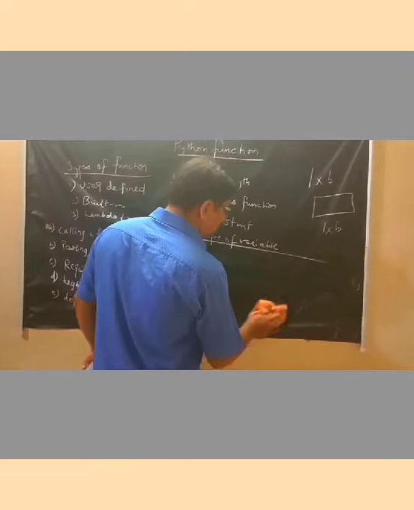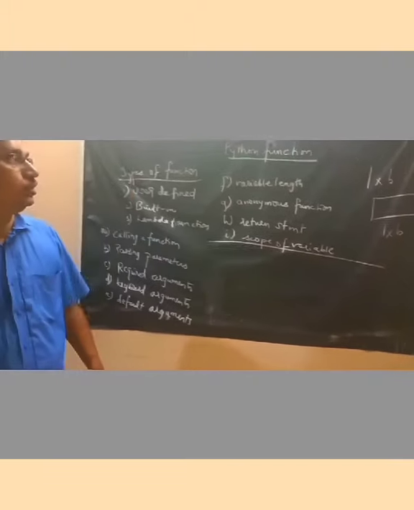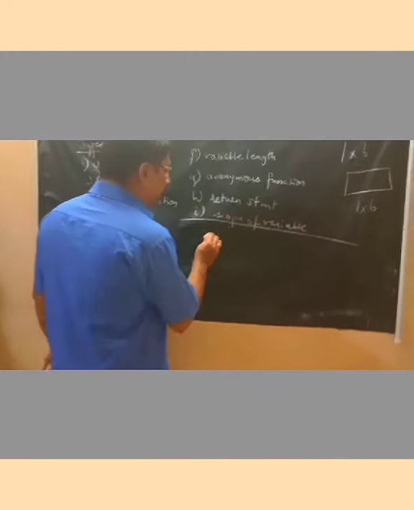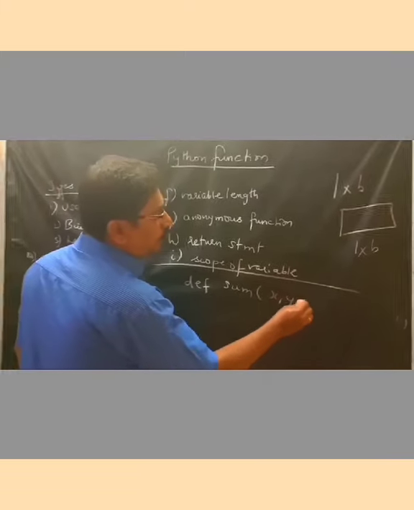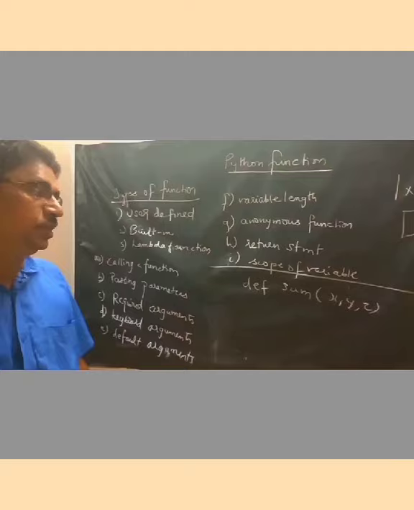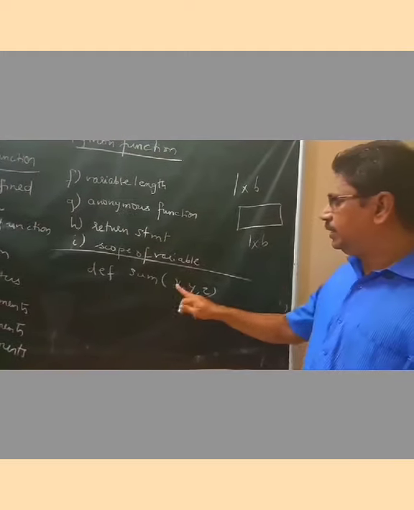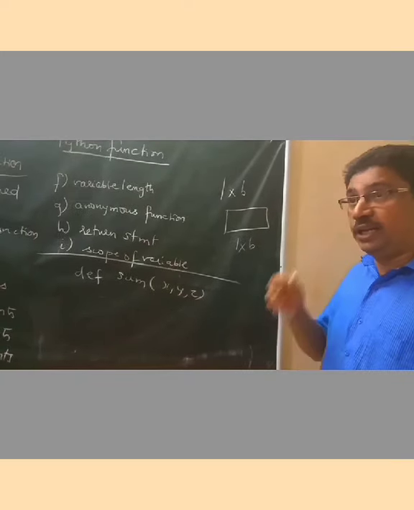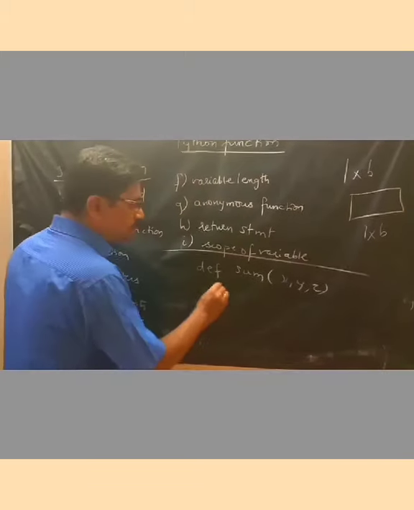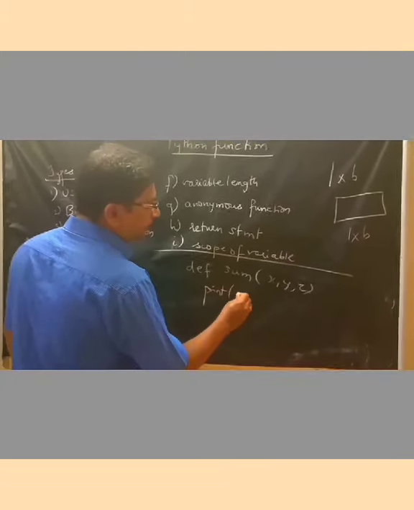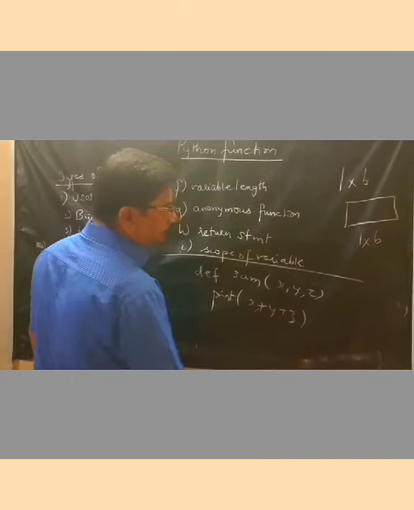This is one interesting thing. Here I will show how the program and the variable length should match. For example, I start with def sum(x, y, z). So what is the name of the function? The name of the function is sum. What are the parameters inside? x, y, z. How many numbers are there inside this function? Three numbers. Here I use the print statement and add x plus y plus z.